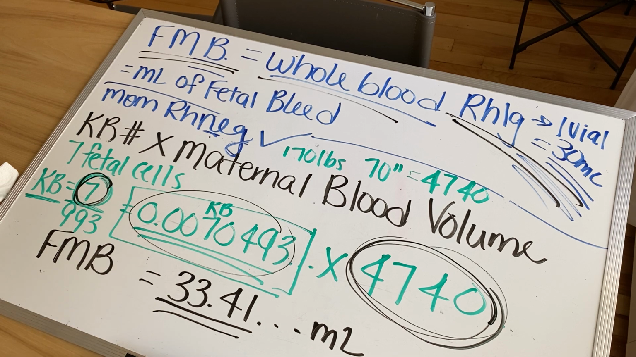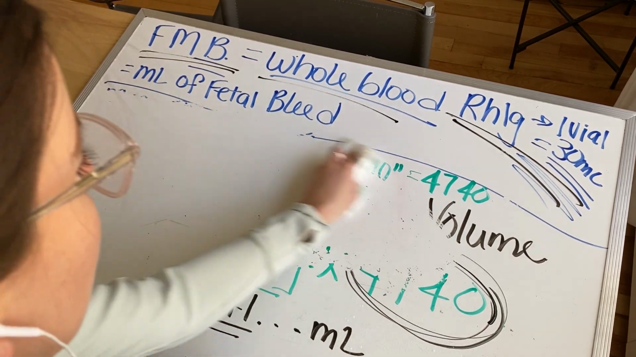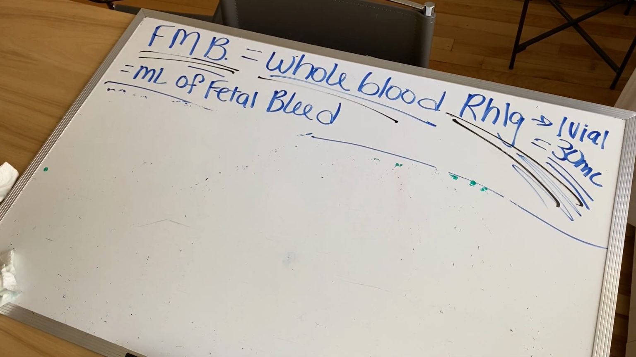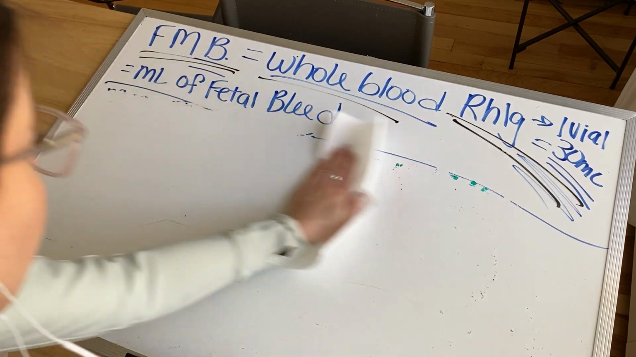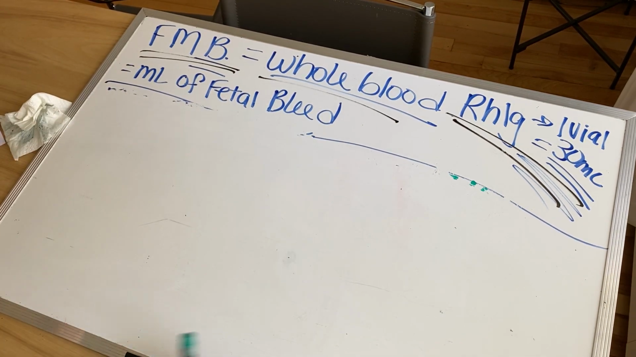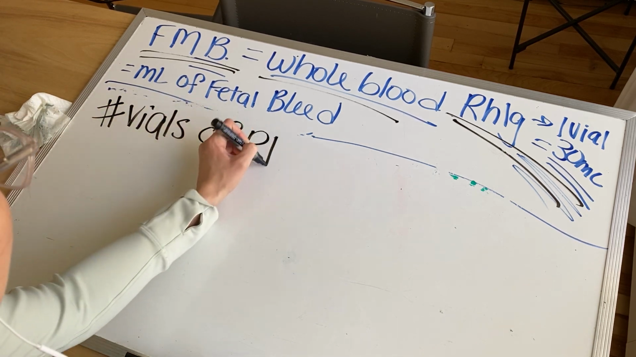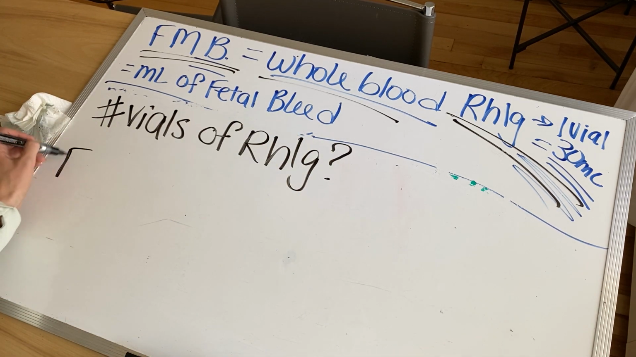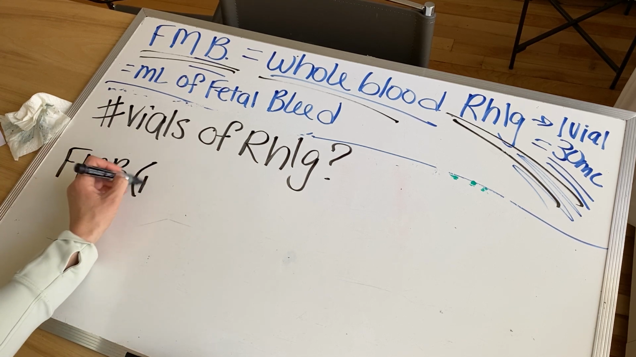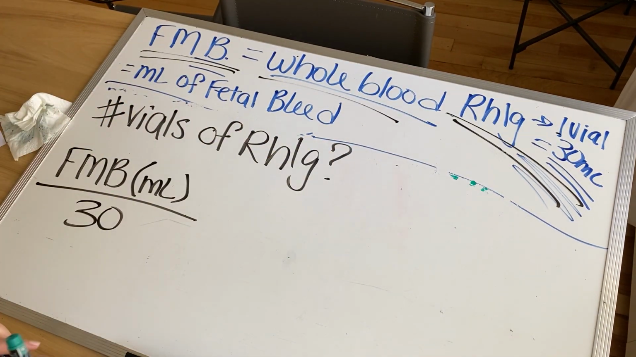So we do our feto-maternal bleed. Number of vials of RhIg: you have to do your feto-maternal bleed in mils divided by 30, because one vial covers 30 mils of a bleed.